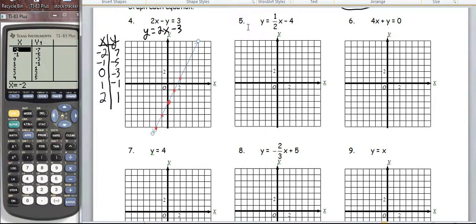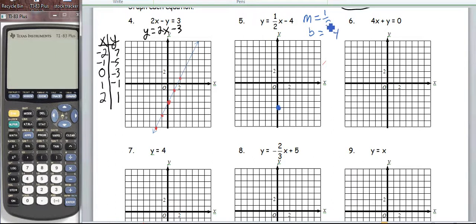So now we can do number 5, and let me show you a different way to graph number 5. So if we have our slope, and right here we know our slope is 1/2, and our y-intercept, the b value, is negative 4. So I can go to my y-axis and I can go to negative 4 and put a point. There's negative 1, negative 2, negative 3, negative 4 right there.